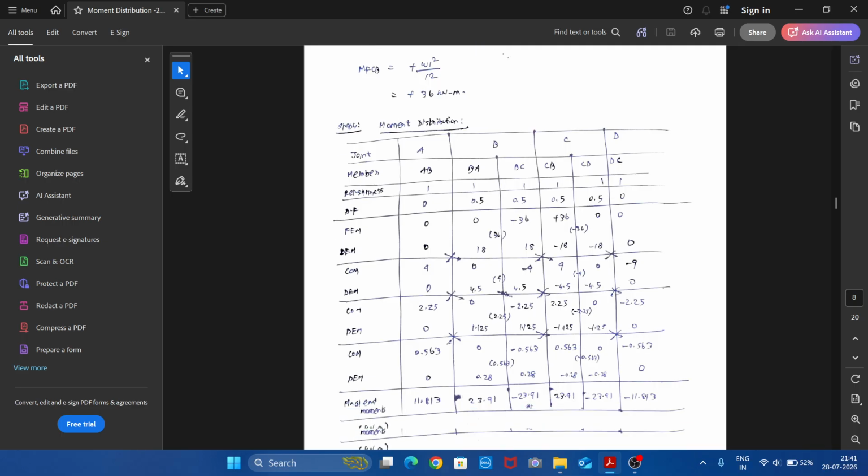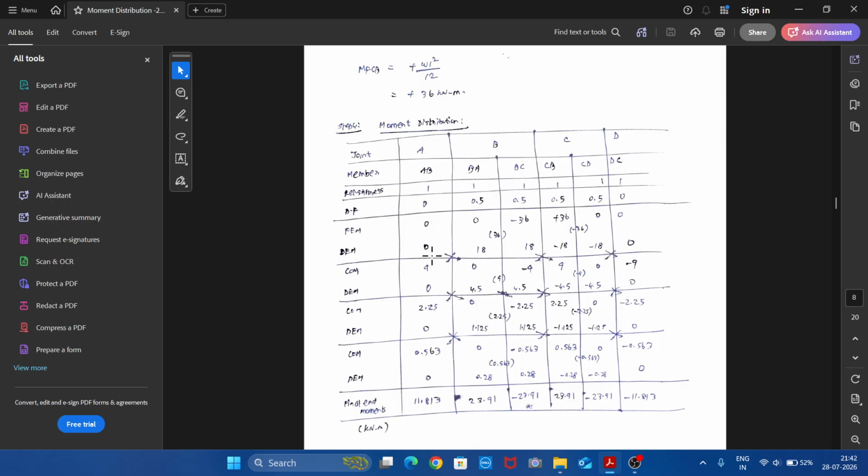Next, the fourth iteration, carryover moment. Half the moment will be carried over here, half will be carried over here, half the moment will be carried over here, and half will be carried over here and here. Then with this, we need to do the distributed moment as we did before. So we have 4 cycles or 4 iterations. We need to add from this the fixed moment to get the final moments.